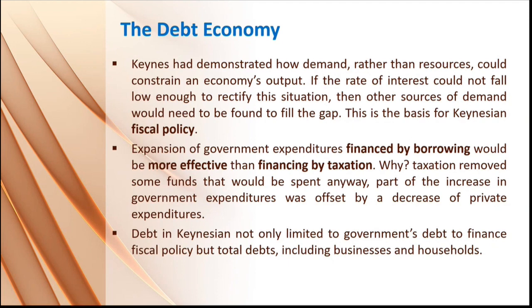Some fund that would be spent anyway, right? But more easy to see is the multiplier effect for the government expenditure is more than the multiplier effect for the tax expenditure, right? So debt in Keynesian is not only limited to government debt to finance fiscal policy, but the total debt including business and household.